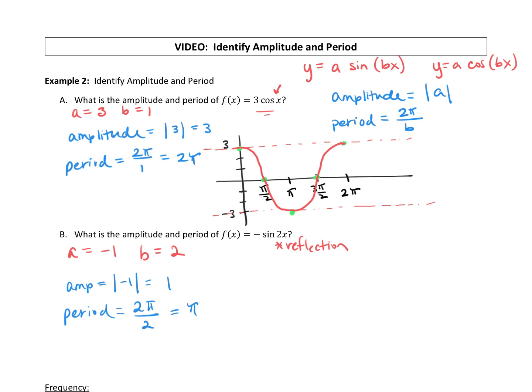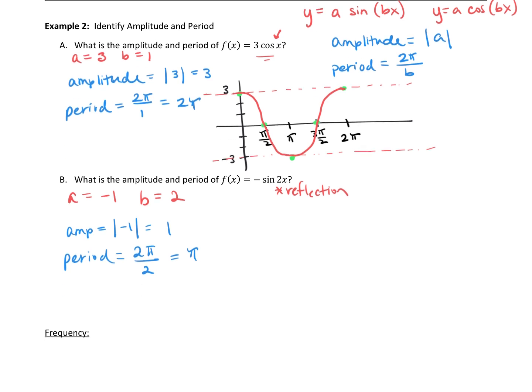If we look at our cosine function above, we fit one cycle into 2 pi. If our period is pi, that means from here to here, we would fit in that whole cosine curve. So it's going to be more squished. It will be horizontally compressed.